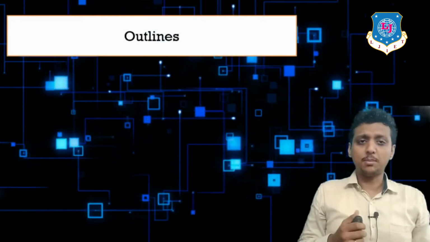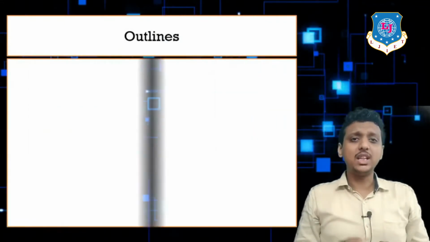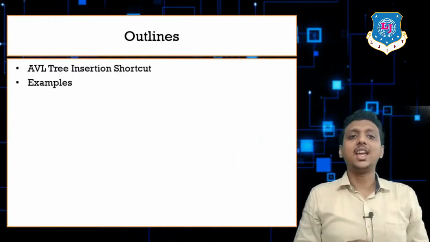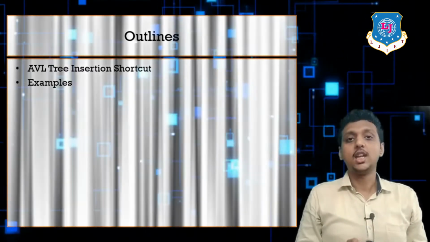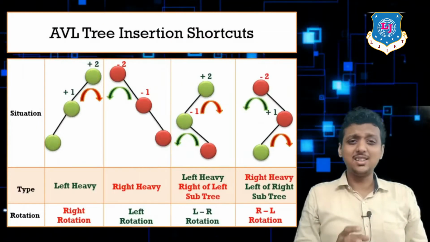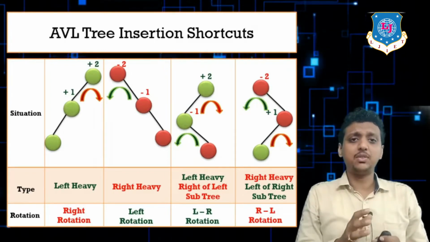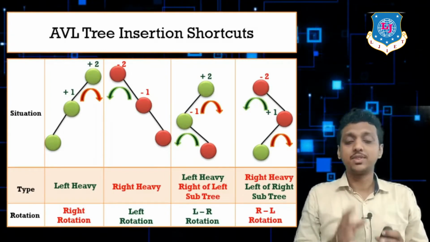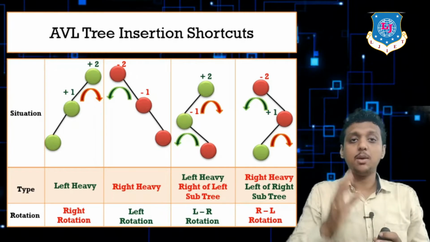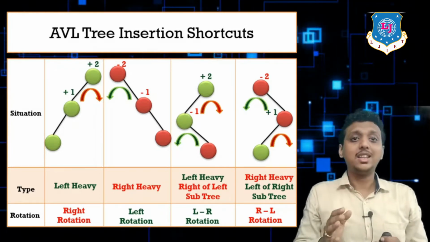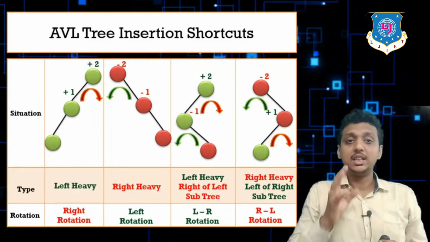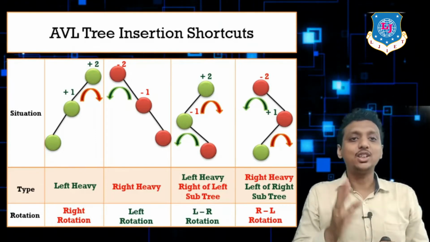Students, first we will talk about the outline, where we will understand the AVL tree insertion shortcuts and then take an example of AVL tree insertion. Here we have the first AVL tree insertion shortcut. In the previous session we have seen these shortcuts. If you find a +2 +1 situation, then your tree must be left heavy. Whenever you have a left heavy tree, you need to give a right rotation.